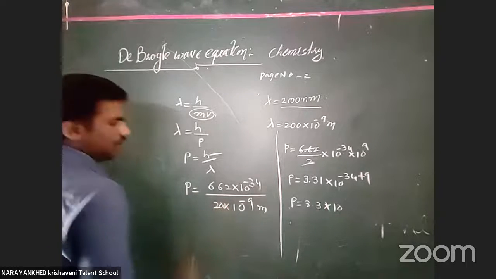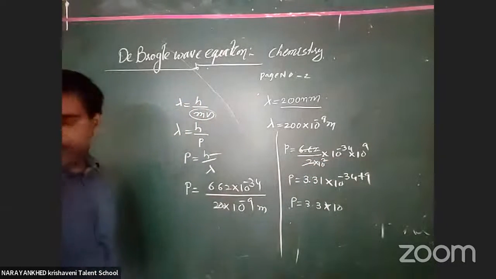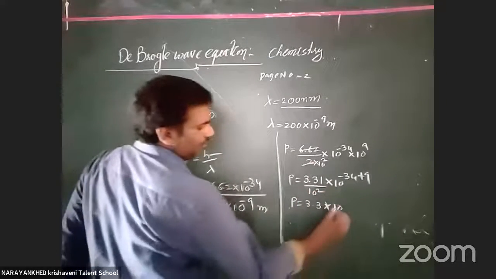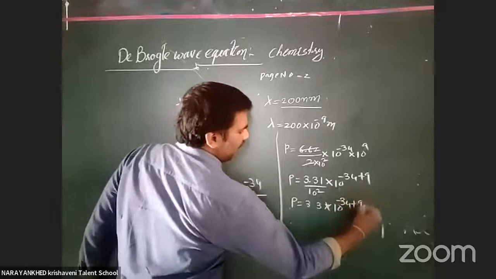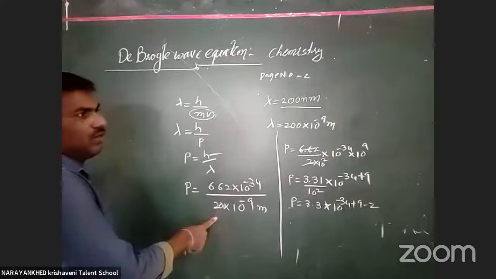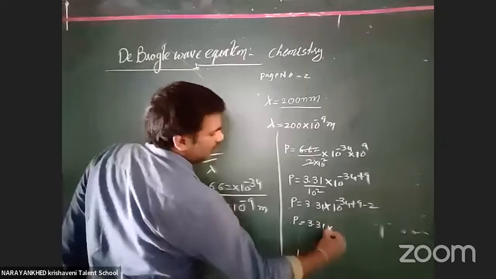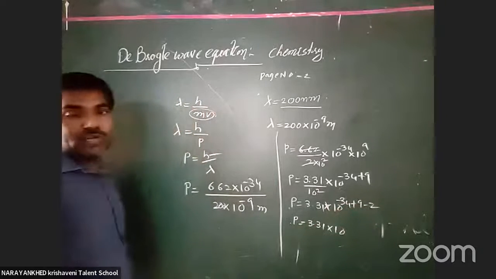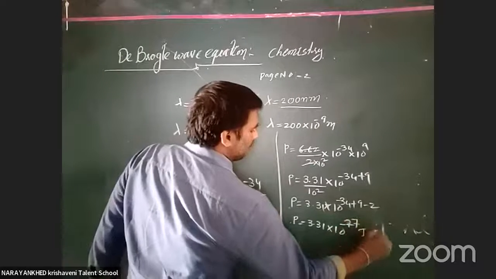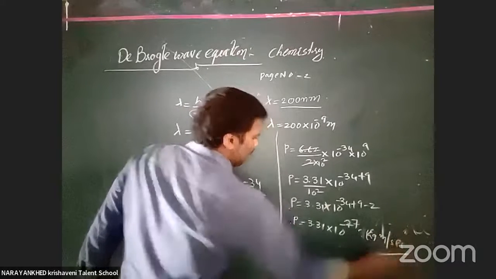Here actually we have 200, not 2. Now it will be into 10 to the power of 2 here. Clear or not, all the students? Yes, it is plus 2, so minus 34 plus 9 minus 2. It is 200 nanometer, and now p is equal to 3.31 into 10 to the power of minus 34 minus 2, which is minus 36, plus 9. It becomes minus 27. So it is 3.31 into 10 to the power of minus 27 kg meter per second. This is the answer.